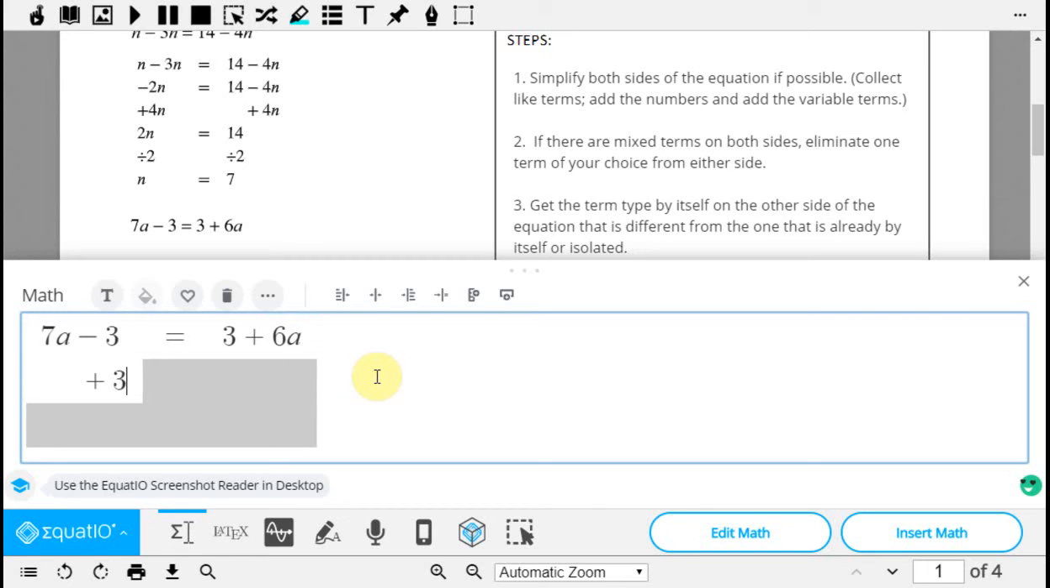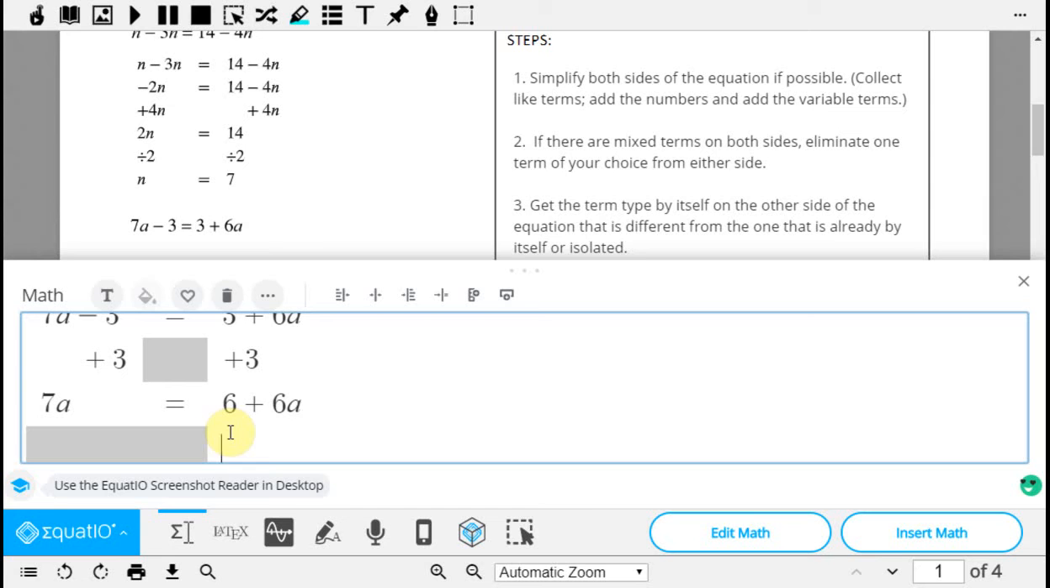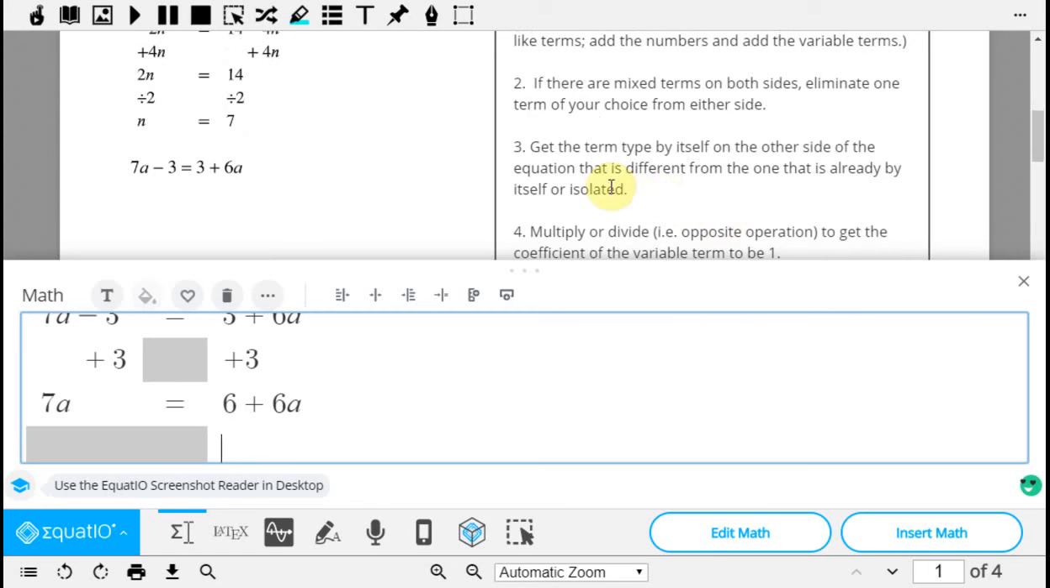Add 3. So I need to add 3 to the other side. That leaves me with 7a because the minus 3 plus 3 cancel each other. 3 plus 3 is 6, so I have 6 plus 6a on this side. Now I've isolated one of the terms, and that leads us to step 3, where it says get the term by itself on the other side of the equation that is different from the one that is already by itself or isolated.